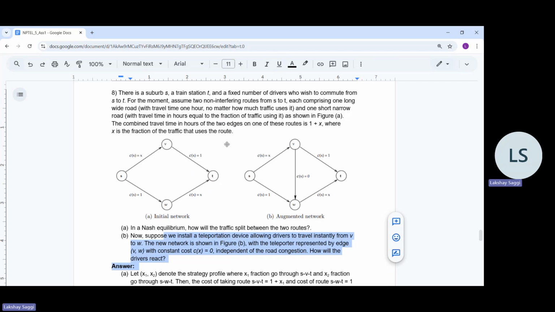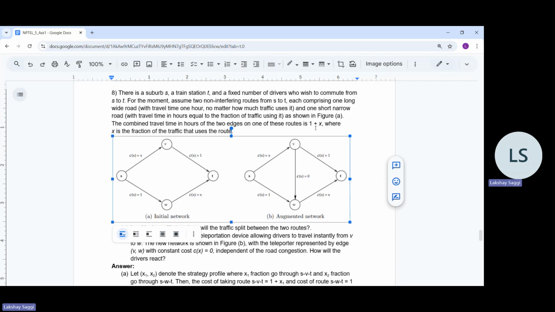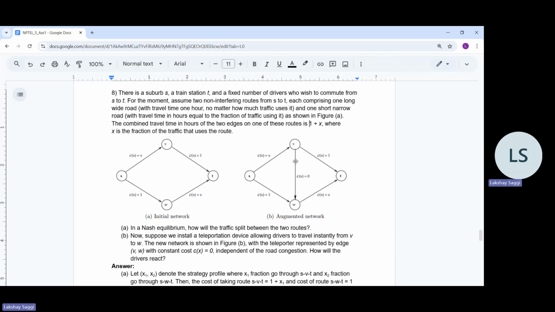So let's help the people here and add an additional edge which takes you very fast from V to W. This edge takes you in zero time from V to W. So basically you can teleport from V to W independent of the road condition. Now we have to find out how the drivers will react to this. What will be the Nash equilibria in this kind of case? Maybe I'll not write down everything, but we'll discuss this orally.